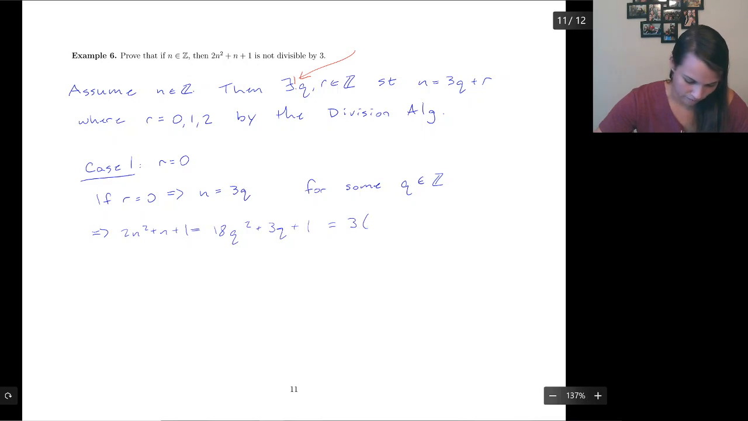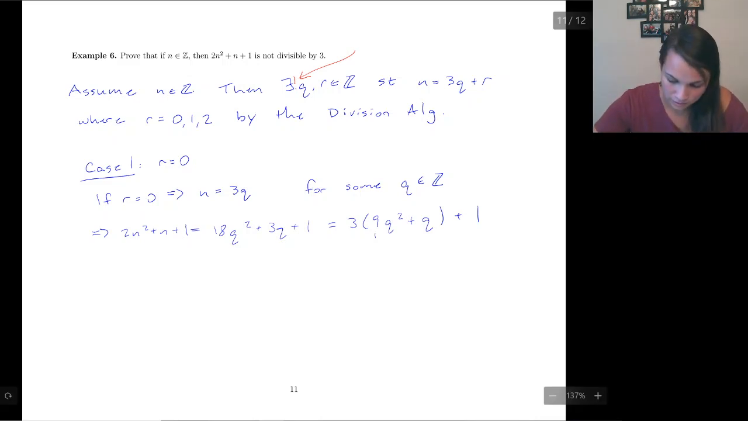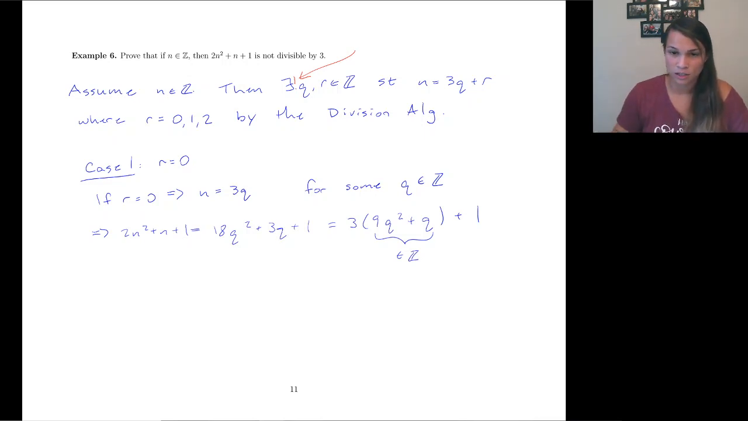we can factor out a 3 right here, but we still have this 1 left over. That's good. We wanted to prove it's not divisible by 3, so we want a remainder. This right here is an integer. q is an integer. q squared is an integer. 9 times q squared is an integer. That's an integer right there. So we have 3 times an integer plus something that falls into the remainder category.